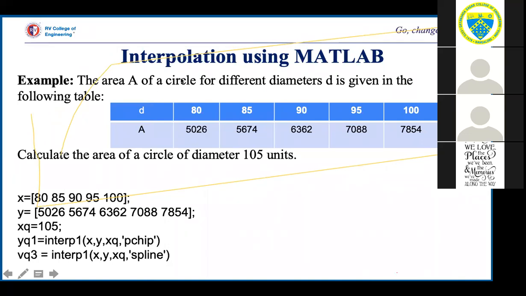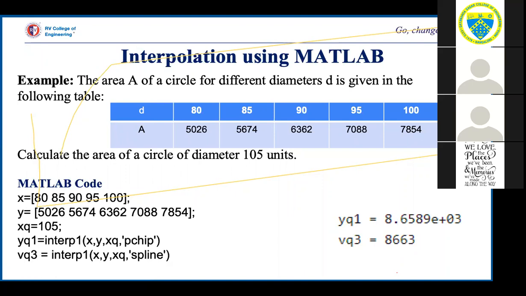So we need to find the area of a circle when area is given for different diameters here. Corresponding to diameter 105 units, we have to find the area. I have used two methods here, and these are the solutions. So you can try this later.